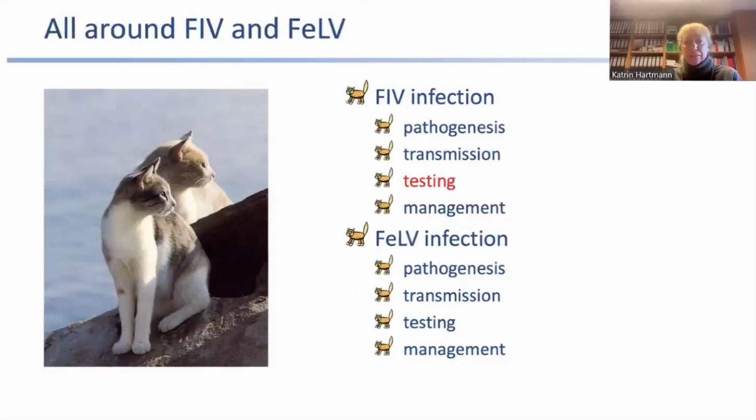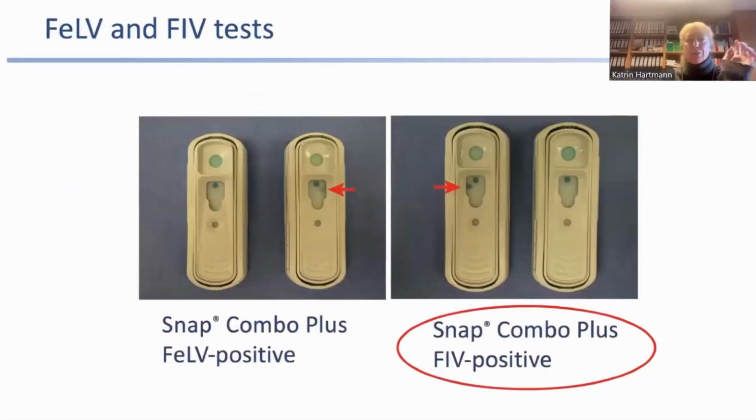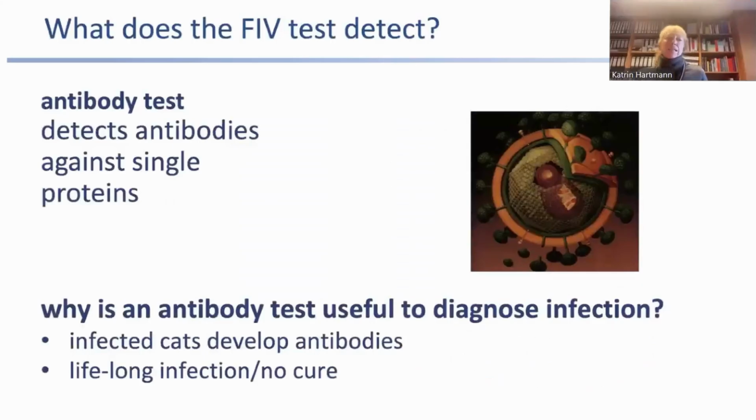So, testing. Just very shortly, we usually use in-house tests such as a SNAP test, and it detects antibodies. It's very important to realize this is an antibody test. Why is an antibody test useful to diagnose this infection? Well, because all cats develop antibodies. So we do have antibodies in all infected cats.